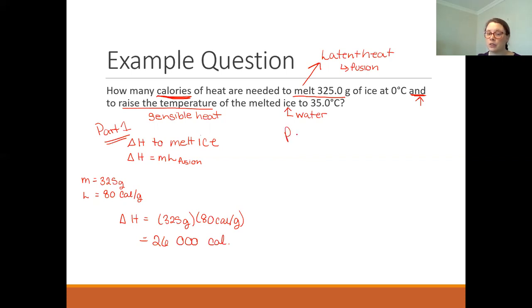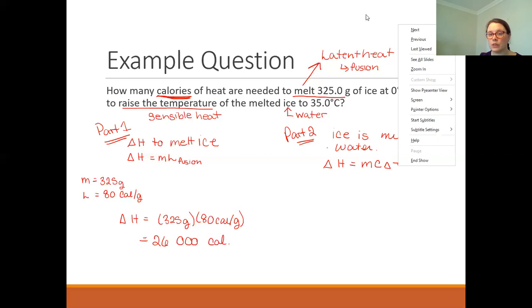Part two, well, our ice is melted now, and we want to know, so ice is melted to water. Okay, so now that the ice is melted to water, we need to find out how much heat was required to change the temperature of the water from 0, because it was 0 right after it melted, up to 35 degrees. So we're back to mc delta T.